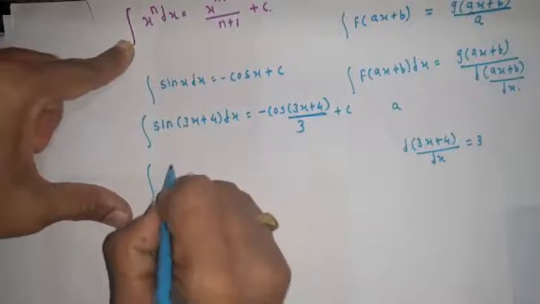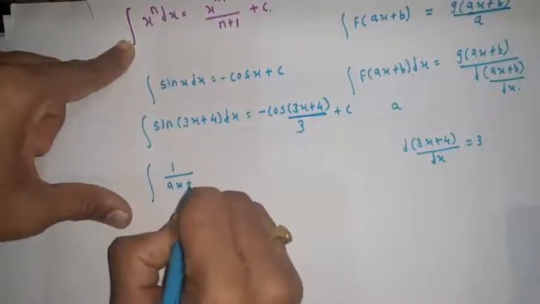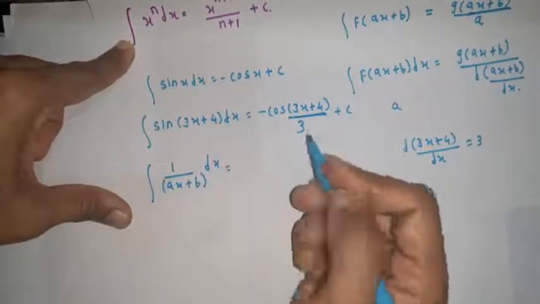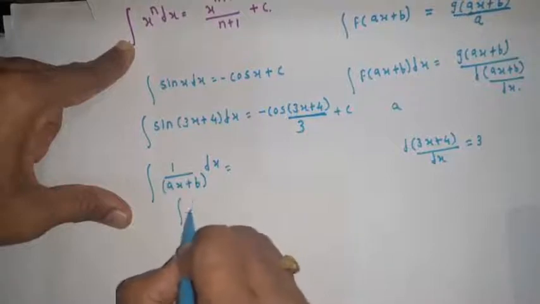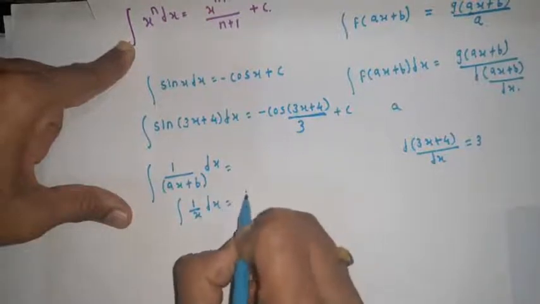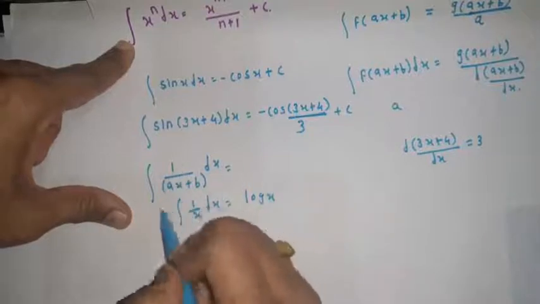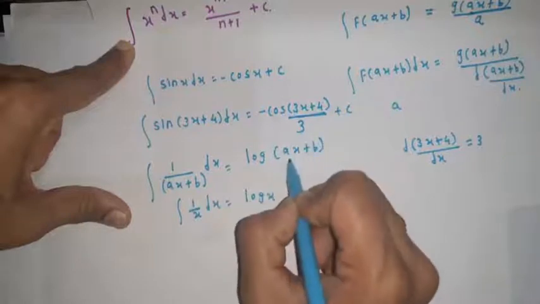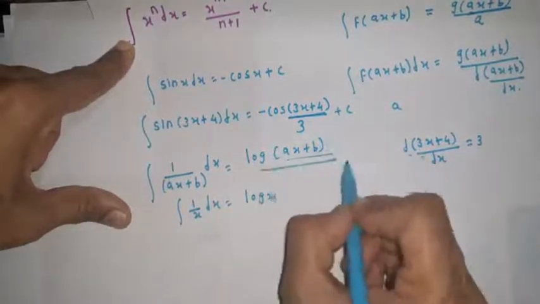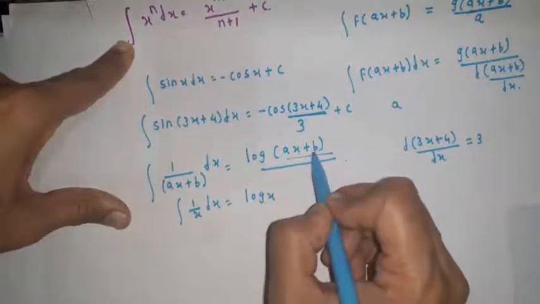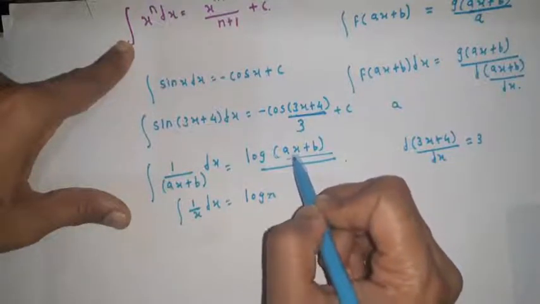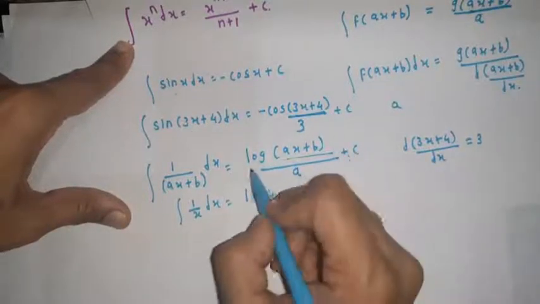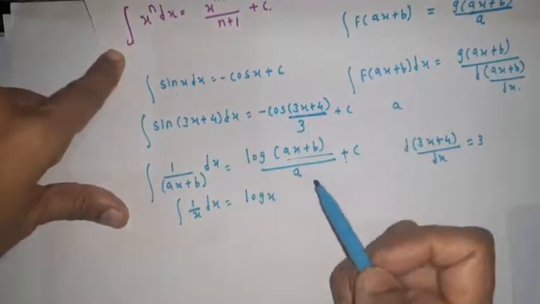Suppose we have the function 1 upon ax plus b with respect to x. But we know that the formula for 1 upon x with respect to x, the integration is log of x. So here the integration will be log of ax plus b. But students, this ax plus b is again a differentiable function. So differentiate ax plus b. Its differentiation is a, and divide it by a. In this way we have to find the integration.